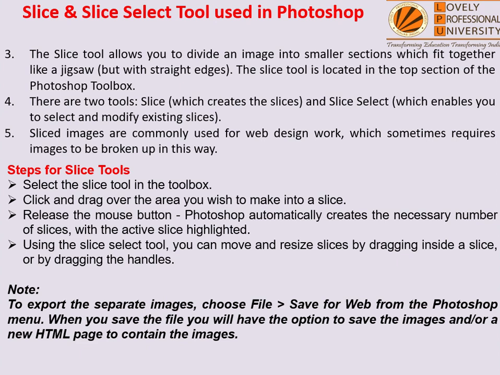Steps how to do this: first of all, you have to go to the slice tool in the toolbox, click and drag over the area where you want to make a slice. Release the mouse. Photoshop will automatically create the necessary slices, numbered 1, 2, 3 and so on, with an active slice, and then the slice can be moved, resized and dragged. Remember, to export separately, you can choose File, Save for Web in Photoshop, and then you can use them as Photoshop images.